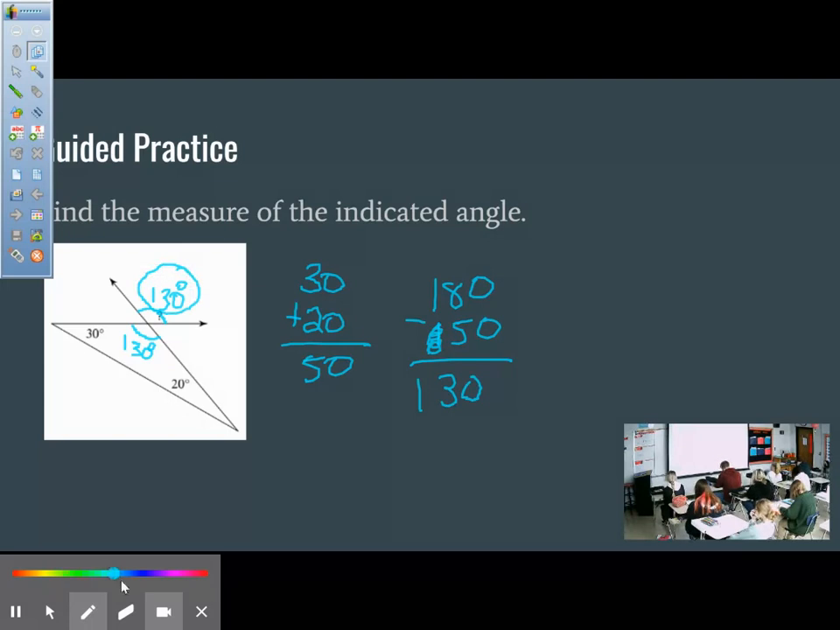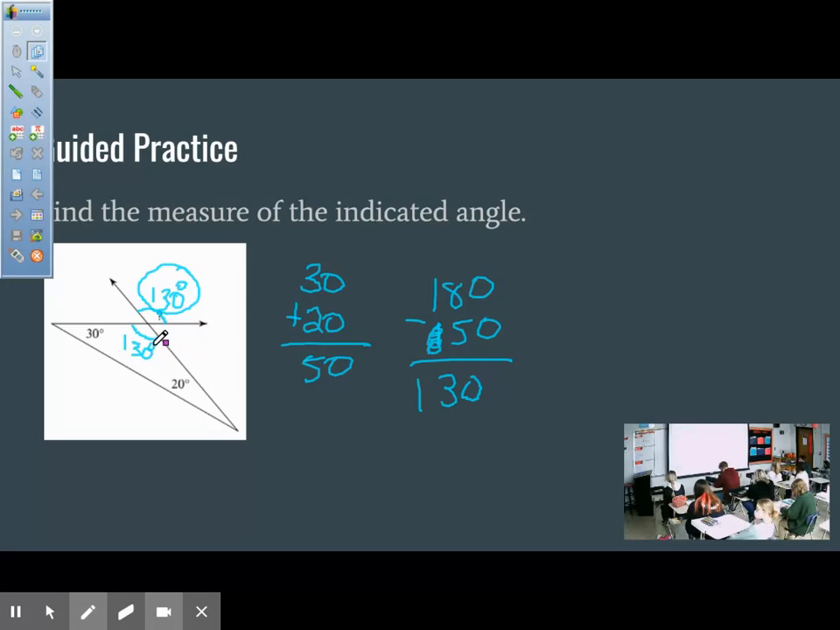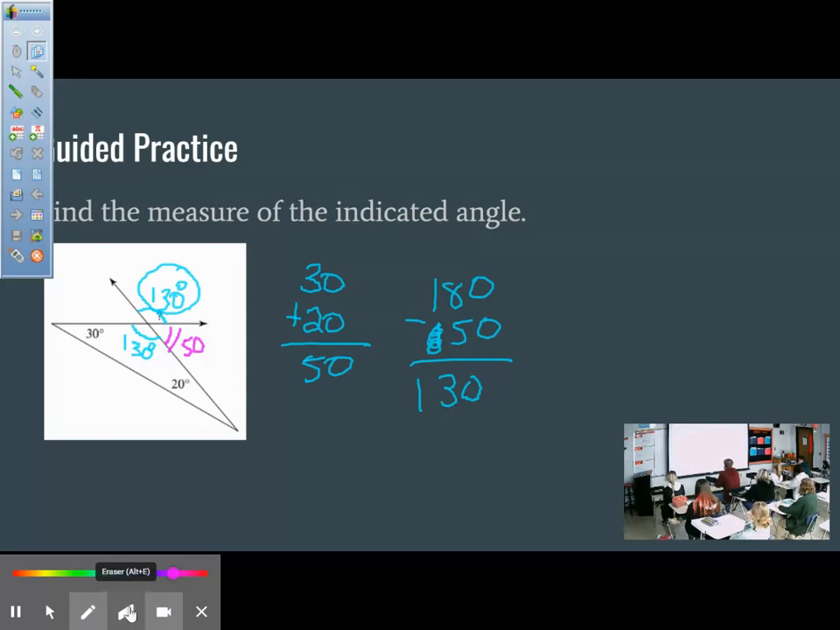Okay. Also, you could have used linear pair. This is what somebody else did. This angle here is considered an exterior angle, so it is the sum of the two non-adjacent angles. It would be equal to 50 because 30 plus 20 is 50. So they found this angle to be 50, and then they said these two are a linear pair. So they did 180 minus 50, which is 130. So that was a thought process. I saw one group use that yesterday, and I thought that was cool.